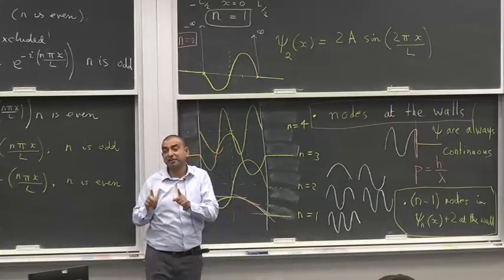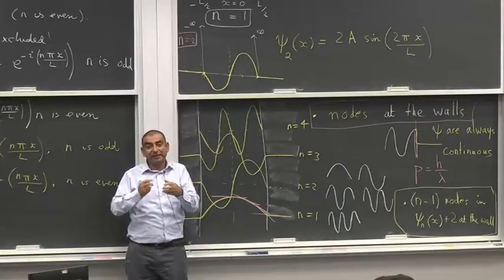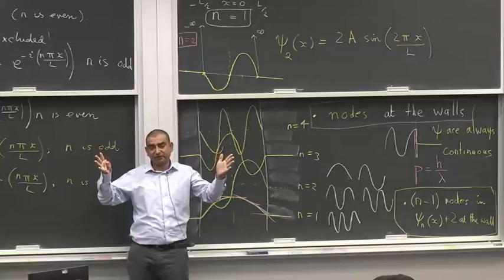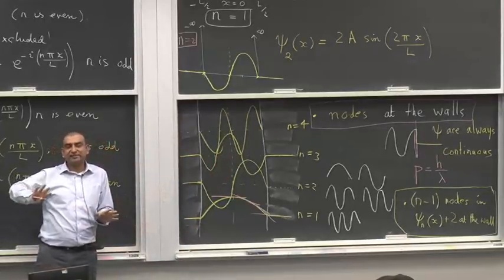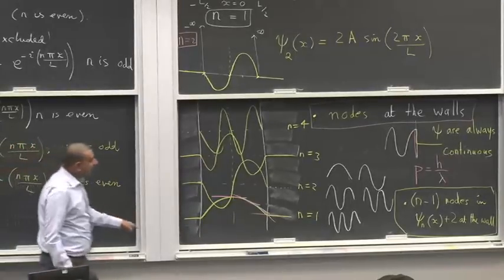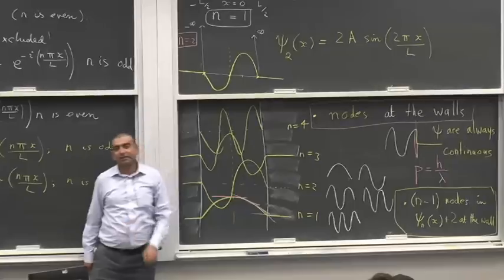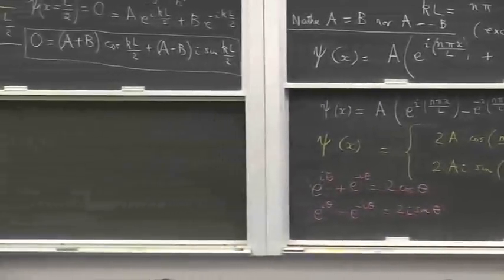Alright, so the wave function is continuous, but the slope can be discontinuous only if the potential energy goes to infinity. Alright, so this is the third observation. I'm not going to write it down because it's a slightly technical subtlety. Now let's look at this n equals 1. Let's focus our attention on n equals 1 and see what's fascinating about it.